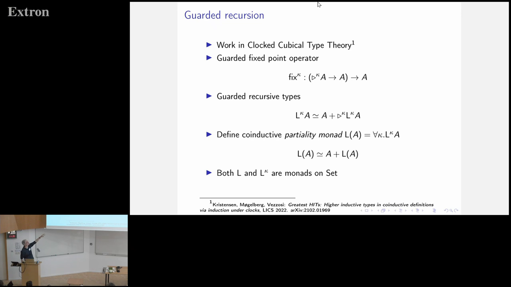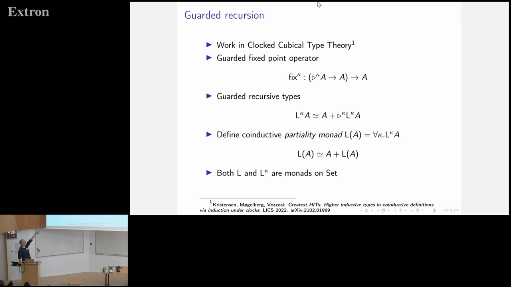guarded recursive types. And here's a very simple one, which is a guarded recursive version of the partiality monad, which differs from the partiality monad by the later modality here. So if a computation continues, then it will need one more time step to unfold, and that's precisely what's captured in this modal operator later.